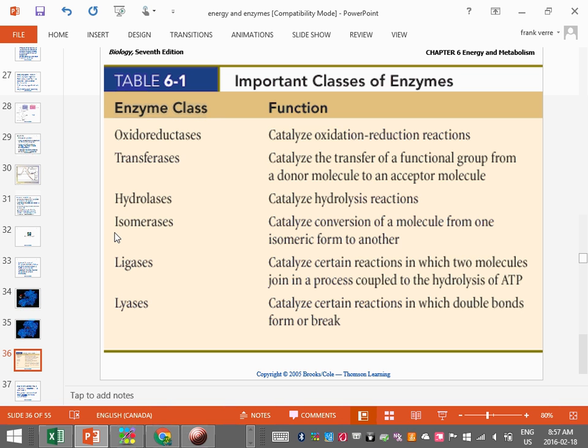What do you think an isomerase does? An enzyme that's an isomerase. What word do you see in there? Isomer. So it's an enzyme that converts something into something else that's its isomer, like glucose into what? Fructose, maybe, right?